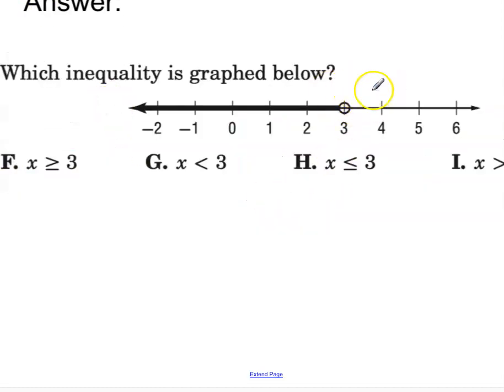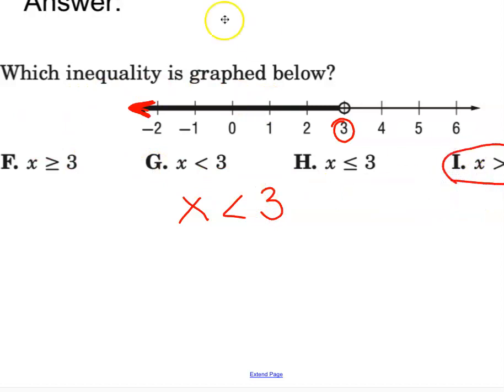As long as the variable is on the left, the arrow will always point in the direction of the inequality symbol. It is an open circle, so that means it's either less than or greater than. The variable is on the left, so we know it's x is less. The arrow points in the same direction, and we go with the number it is on. So it's x is less than 3, and it's going to be I.